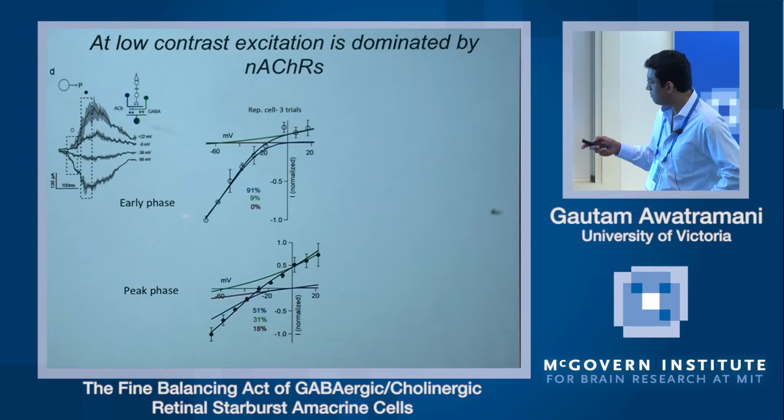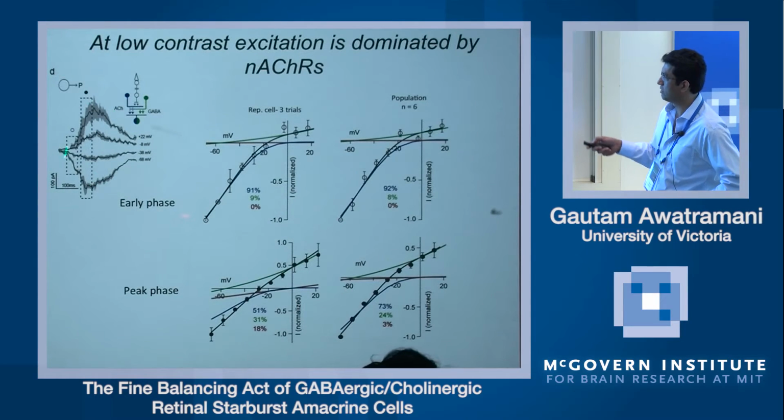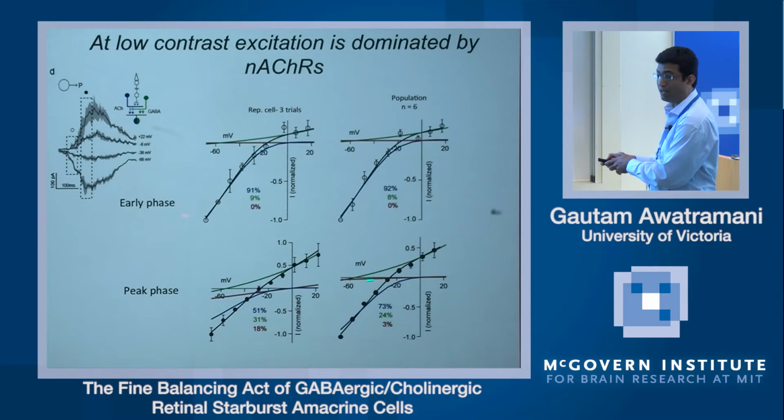You can do that for different phases, and if you go to the later part of the response, it now looks a little bit more linear, but its reversal is shifting towards minus 60. And when you do that again, fitting the curve with different basis functions, you see that most of it is GABA and acetylcholine, and AMPA is minimal.